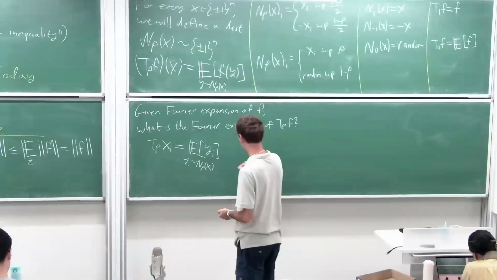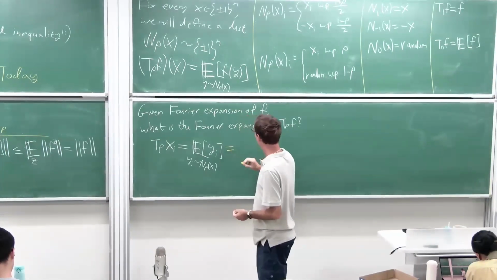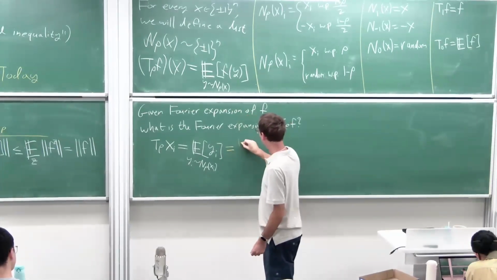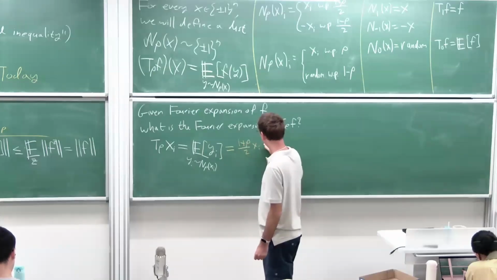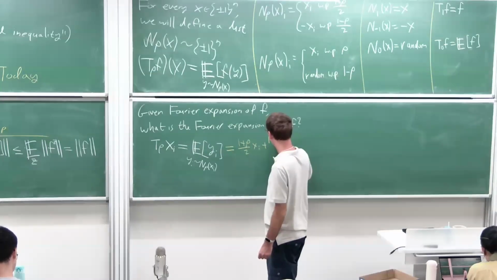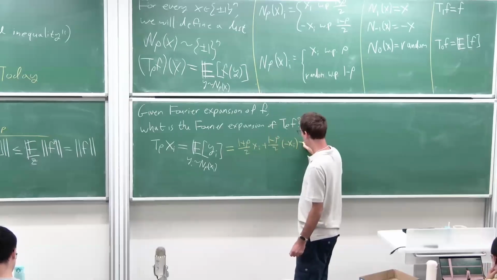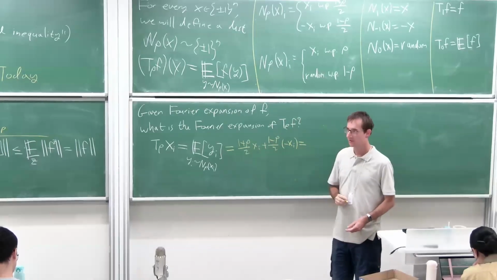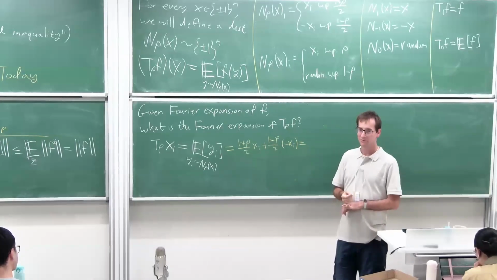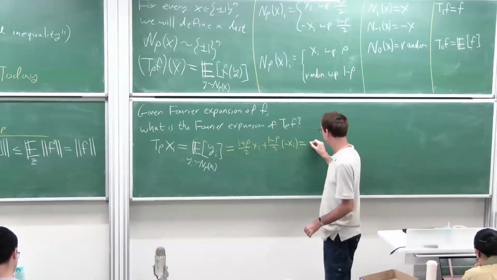So calculation one. With probability (1 plus rho) over 2, this is x_i, and with probability (1 minus rho) over 2, it's minus x_i. So what do you get when you add these two things? Rho x_i.